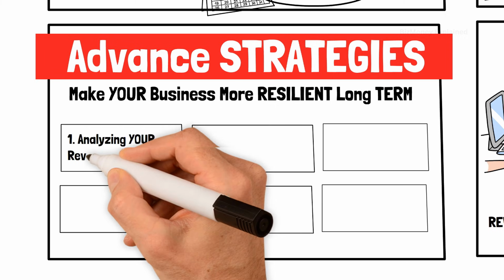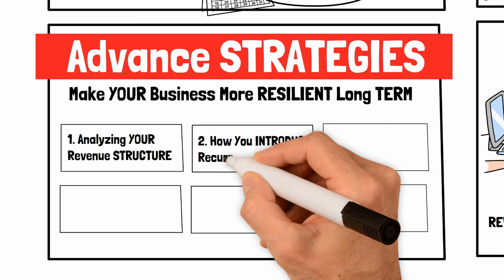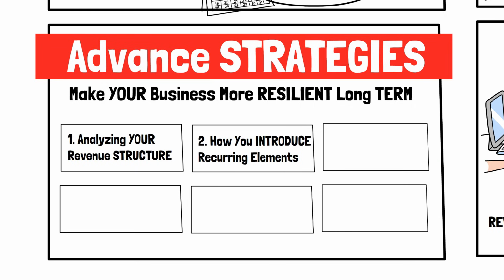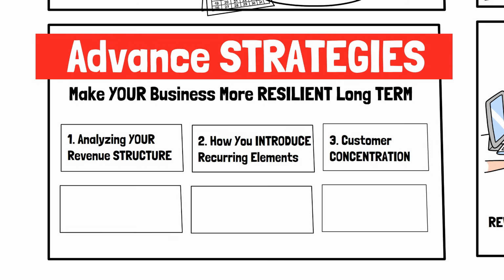Start by analyzing your revenue structure. Not all revenue is equal. Recurring revenue, such as subscriptions, retainers, or service contracts, creates predictable cash inflows. If your business relies heavily on one-time sales, consider how you can introduce recurring elements. Even converting a small portion of your customers into monthly contracts can smooth volatility and reduce cash pressure. Predictability lowers risk.